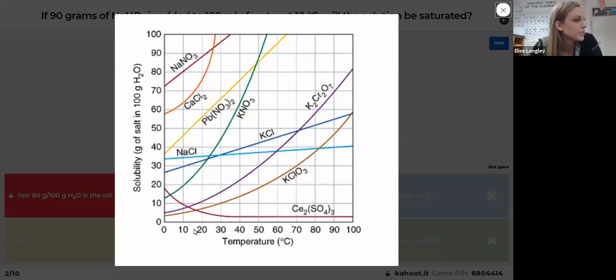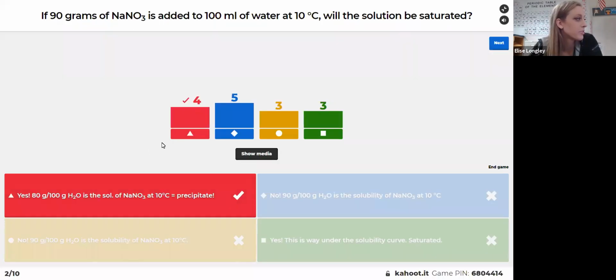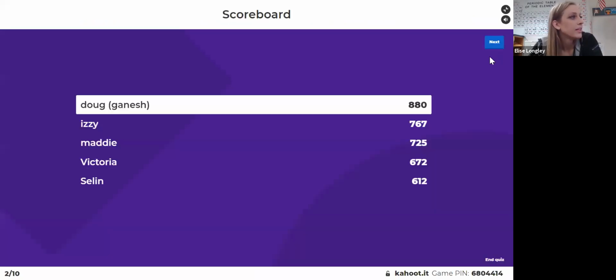Awesome. So it's saturated because we have more than necessary and we didn't heat it up and then cool it down. We just added it to that temperature degree. Okay. Next up.